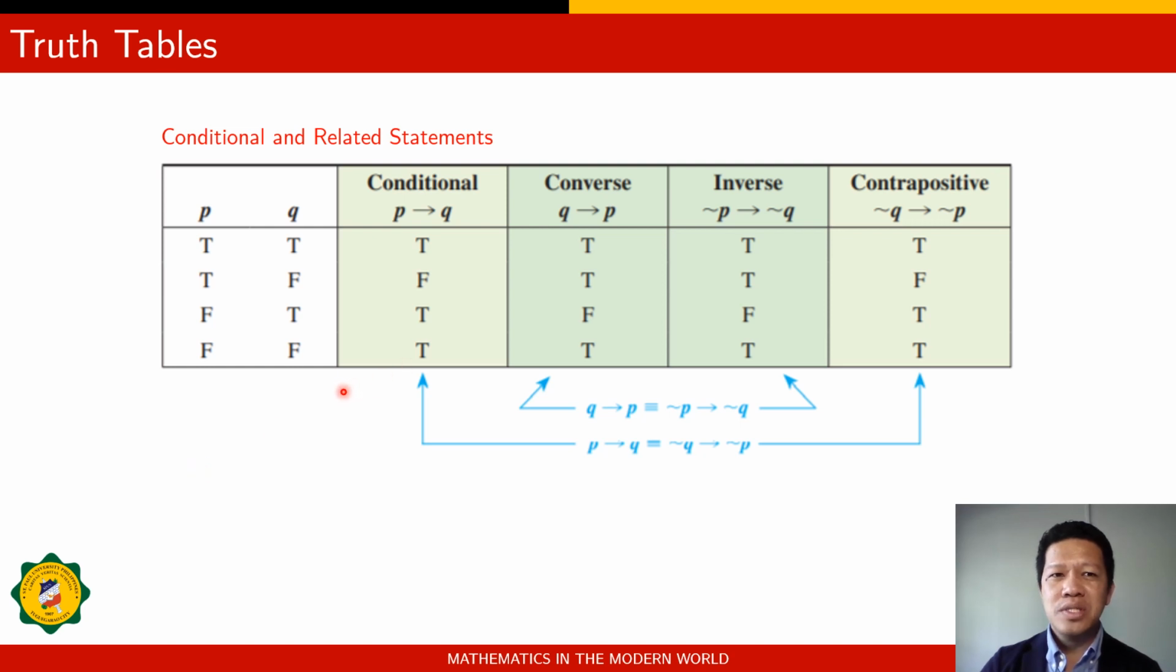This table shows the truth value for the different related statements for conditional. That is the converse, inverse, and contrapositive. As you can see, we have here the conditional, which is actually similar to the contrapositive. And the converse is also the same as the inverse. So we can say that conditional statements are actually equivalent to contrapositive statements, and the converse is actually equivalent to the inverse.